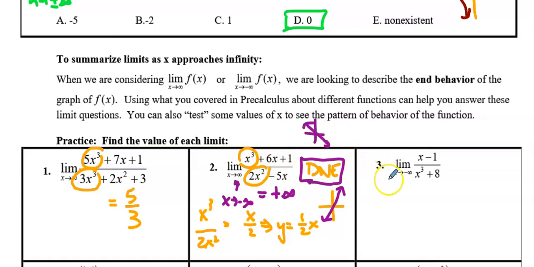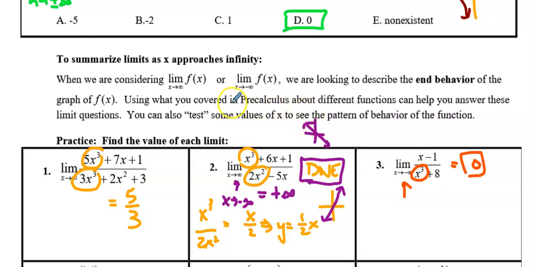And then finally, for example number 3, we are bottom heavy. Okay, we are bottom heavy. And so the highest degree is in the denominator. And since that's the case, there is no thought at all. The answer is equal to 0, as it always will be. Again, it does not matter if this is positive or negative infinity, the answer is always 0.